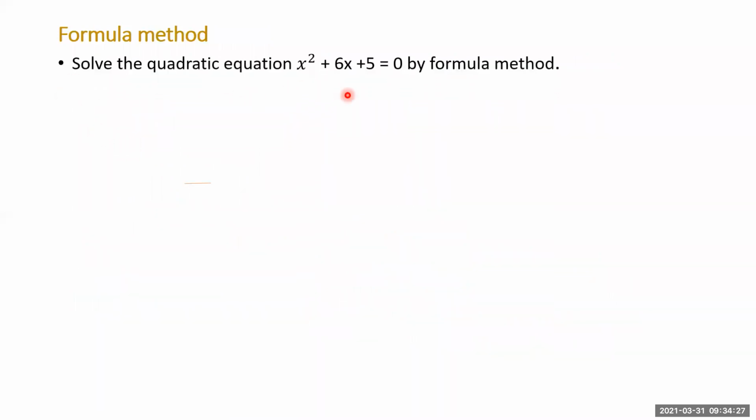Formula method. The questions will be like this. Solve the quadratic equation x square plus 6x plus 5 equal to 0 by formula method. Write the question first. You have to write the a value, b value, c value. And then you have to find first b square minus 4ac. The b value is 6, so 6 square minus 4 into 1 into 5. So 6 square means 36 you will get, minus, when you multiply you will get here 20, and when you subtract it you will get here 16. So b square minus 4ac, you got the answer as 16.